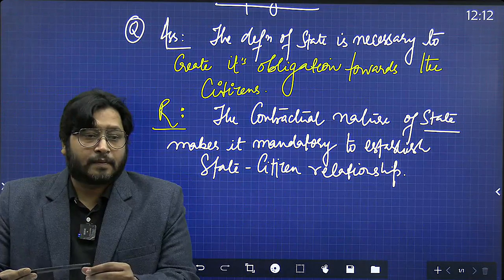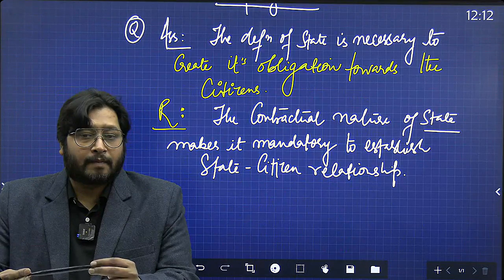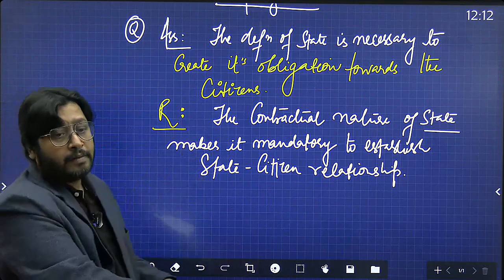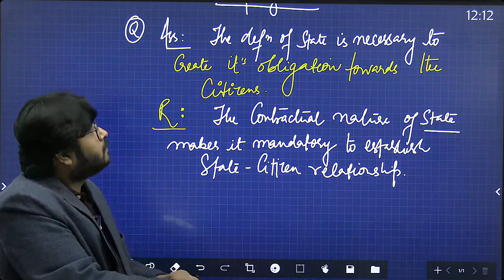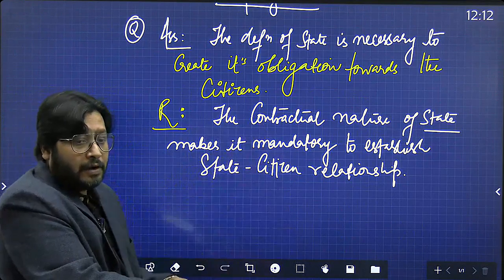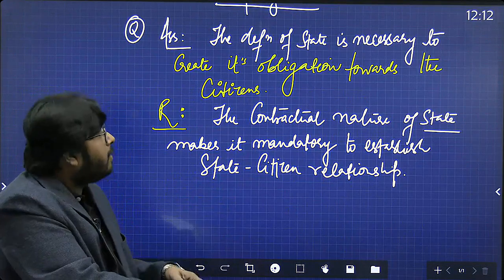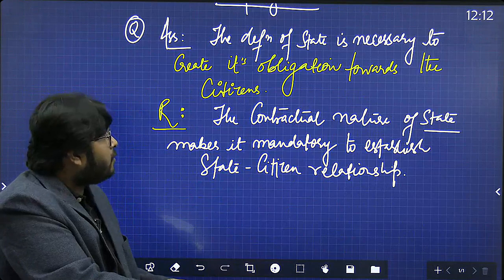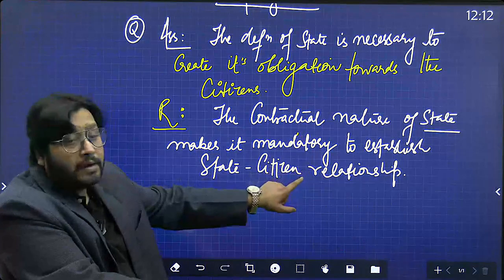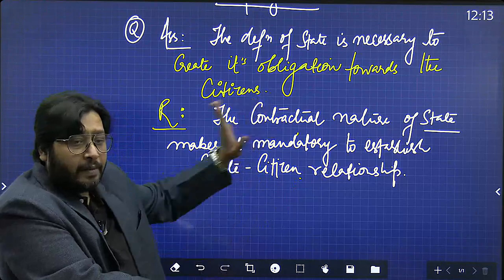Because it is talking about the citizen-state relationship and that is talking about the definition of state. So the reason is that defining it is important. Yes sir. Why? Because it can create the obligation. Otherwise, how will the obligation be created? Fine. But is definition the only basis of obligation? No. Right? The contractual nature of the state makes it mandatory to establish the state-citizen relationship. Because of the contractual nature, the state-citizen relationship gets defined. This is independently correct, and this is also independently correct.